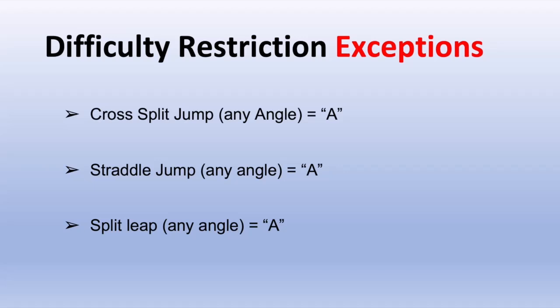Difficulty restriction exceptions. Exceptions to B or higher value parts not allowed in Excel Bronze: cross split jump, any angle would be an A. Straddle jump, any angle would be an A. Or split leap, any angle would be an A.